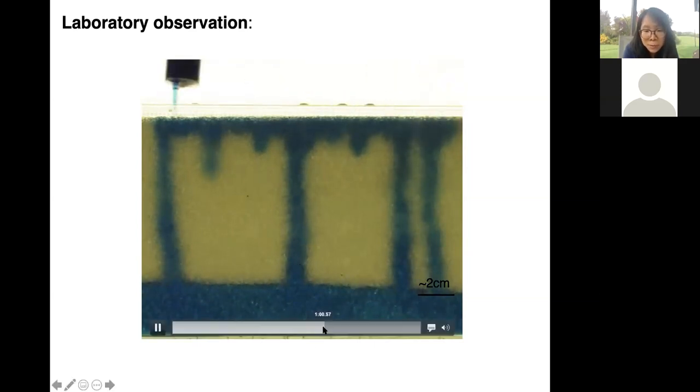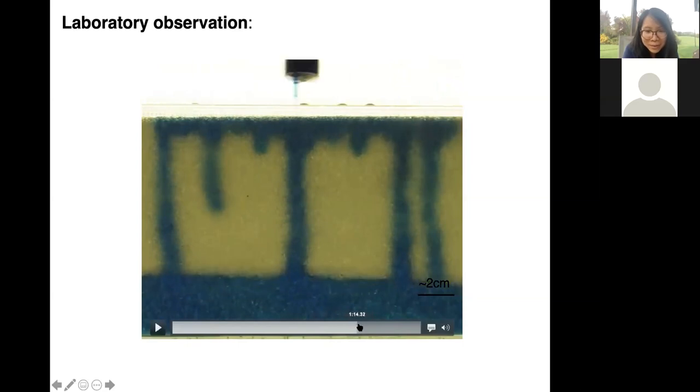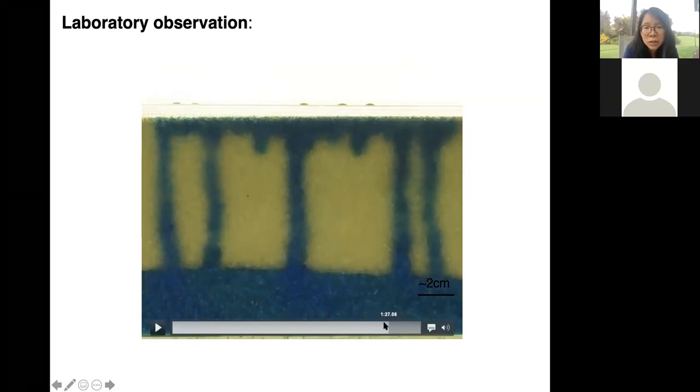So it's a long experiment. We can fast forward a little bit. But another fascinating thing is that these conduits, once they're established, you can see they just remain there, and they become the conduits for any future arrival of water.